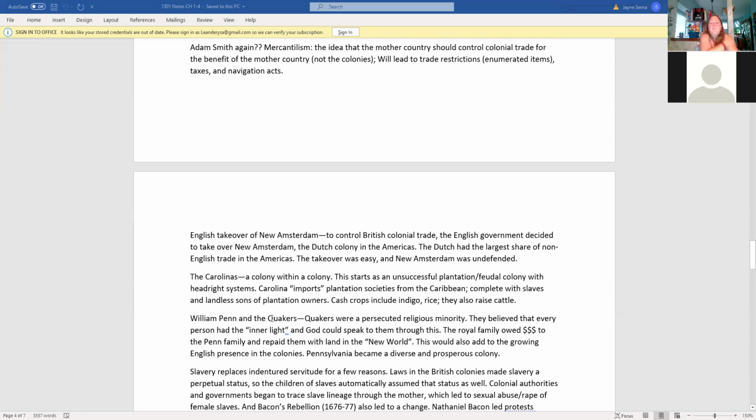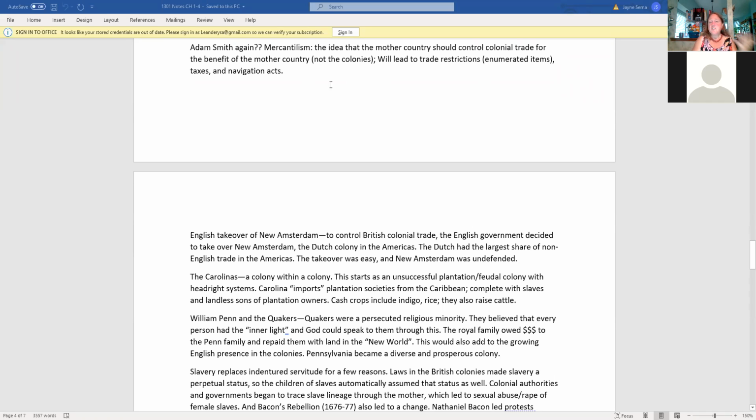All right. So back to mercantilism and self-interest of the home country, which always happens. But it's going to lead to trade restrictions, enumerated items. There are going to be several laws passed in the era of this chapter that enumerate certain items that can only be sold or traded with British traders or people from Great Britain. Enumerated just means listed. It sounds really cool, but it's just a list of stuff. And these are things you can only buy from us or only sell to us.